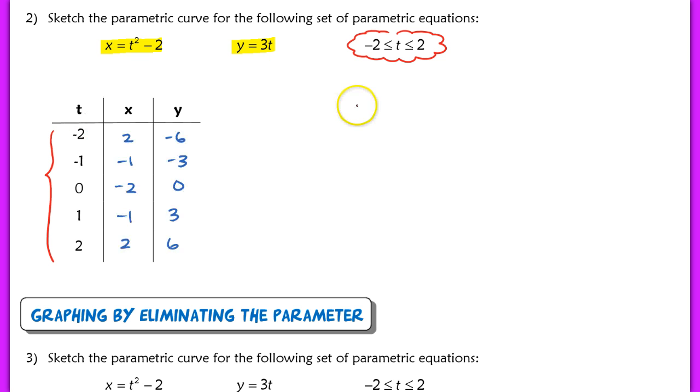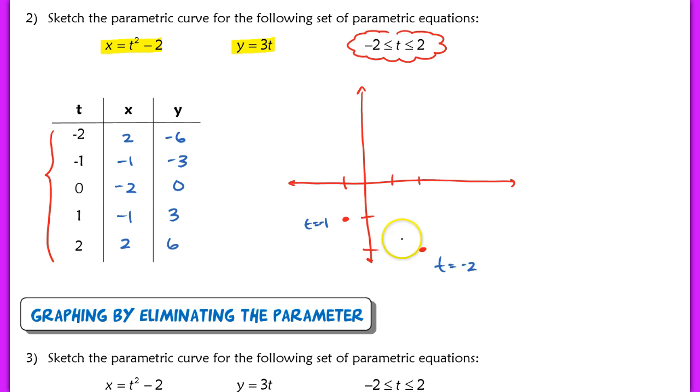Okay, so there's the table filled out, and now I'm going to plot these points using a normal xy axis. I've got the coordinate (2, -6). Let's just pretend that's down at -6, and that's when time is equal to -2. When time is equal to -1, I have the coordinate (-1, 3). No, I'm sorry, (-1, -3), so about right there. And that's when time is equal to -1. As you can see, the direction of motion here is similar to the last one. So there's our first xy position, and here's our second, so it's moving for sure in this direction.